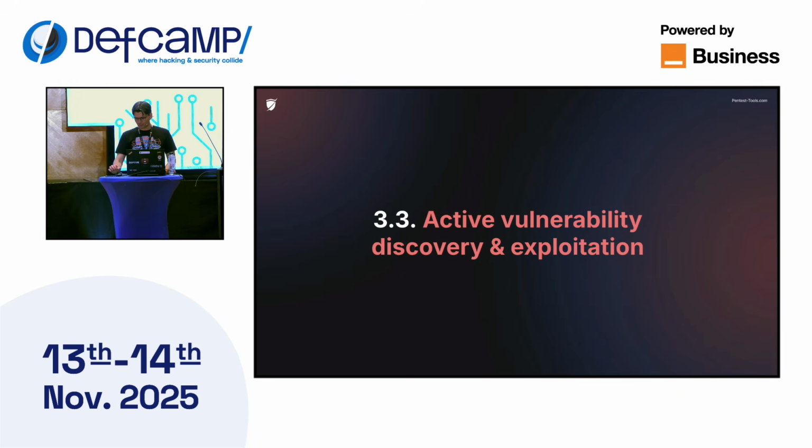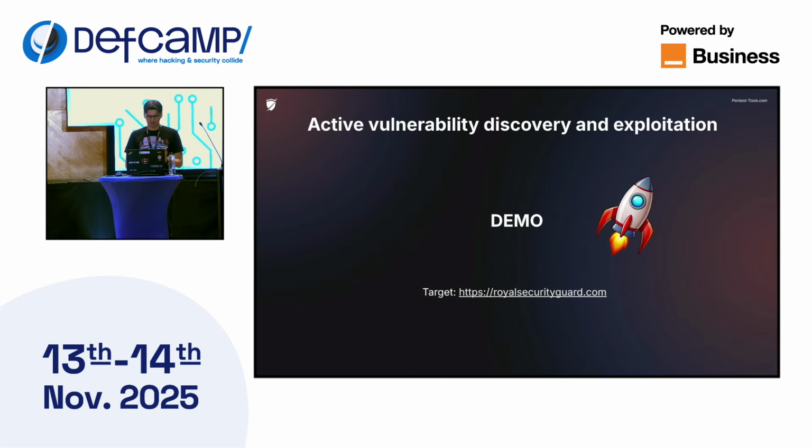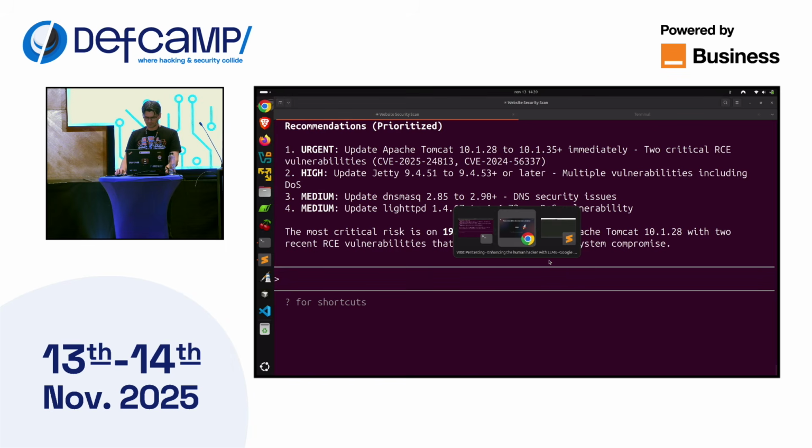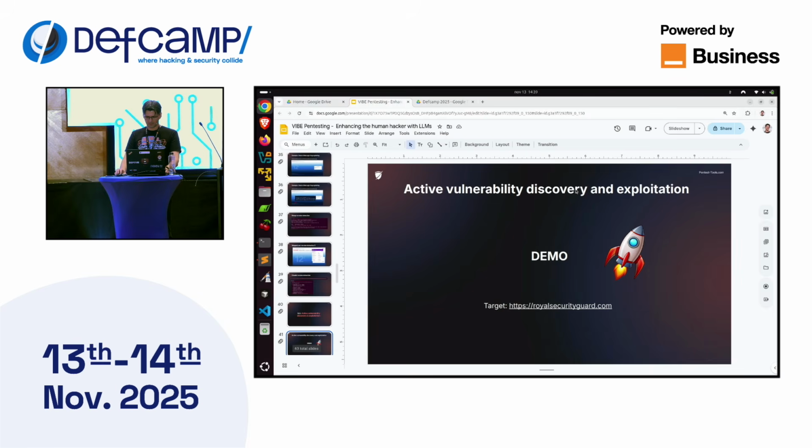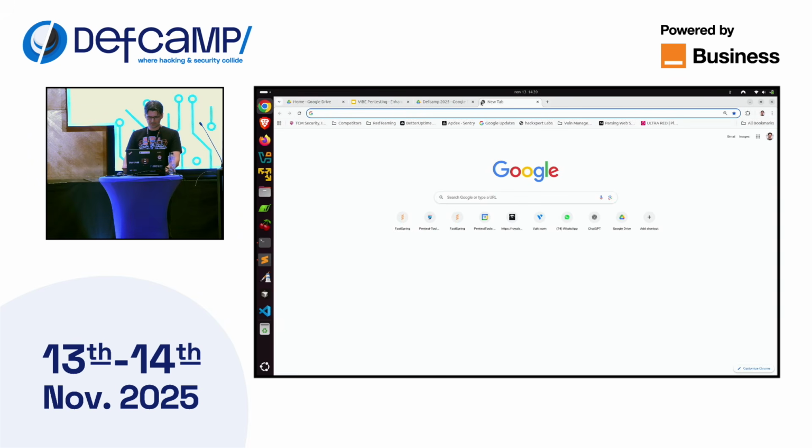Now let's go to another, a bit more juicy part. We have active vulnerability discovery and exploitation. Let's see how the LLM can handle this case. And for that, we're using a test website, royalsecurityguard.com.